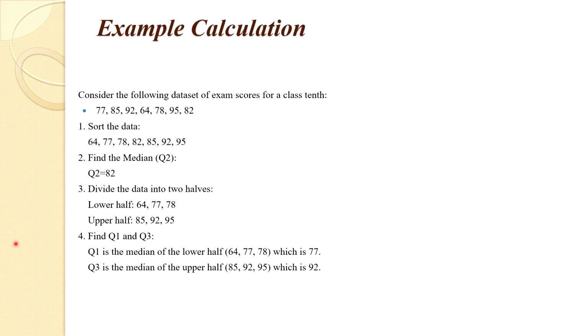The next step is to divide the data into two halves, the lower half and the upper half, with the help of the median value. What is the median value? We know it is 82. The left side of the median value is considered the lower half, and the right side of the median value is the upper half. What are the lower half values? 64, 77, 78, and the upper half values are 85, 92, 95. Now from these two halves we are going to find Q1 and Q3.